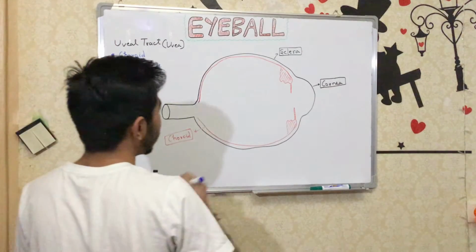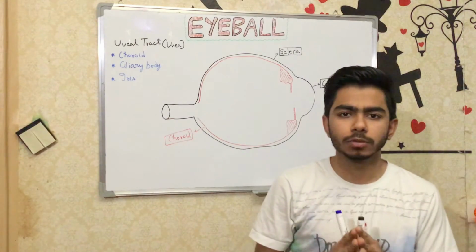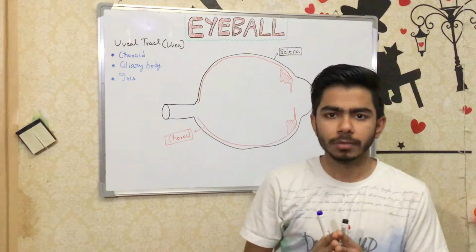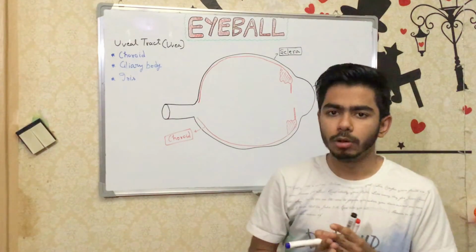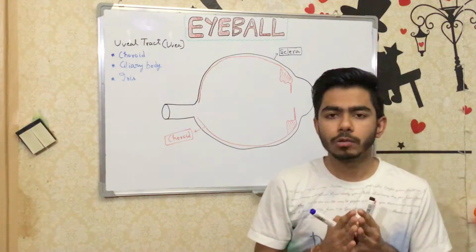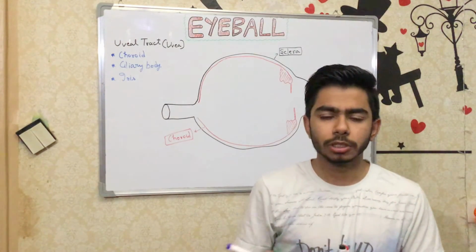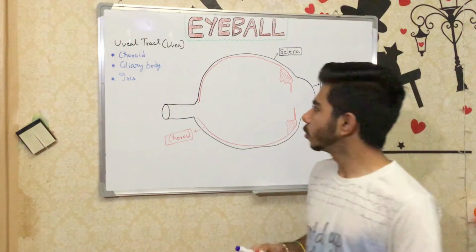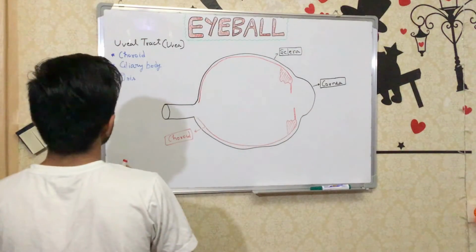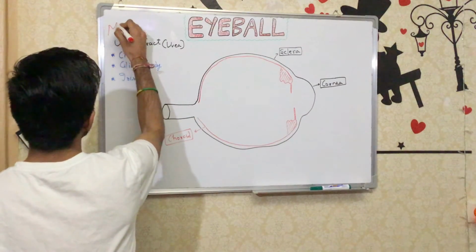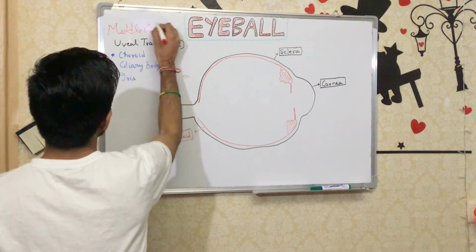So this was about the middle coat of the eyeball. Remember, the middle coat of the eyeball is highly vascular. They have a supply of blood vessels so that they can give nutrition to the other structures of the eyeball. However, the outer coat, that is the fibrous coat of the eyeball, is avascular. They don't have any kind of blood supply. So the uveal tract is present in the middle coat of the eyeball.